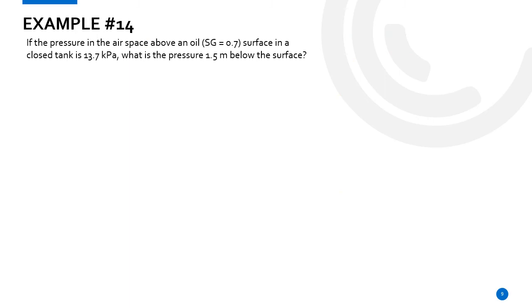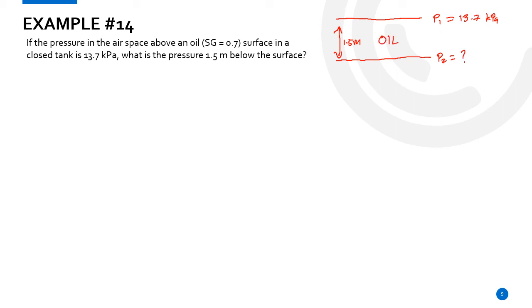Another example. If the pressure in the airspace above an oil, which has specific gravity equal to 0.7, surface in a closed tank is 13.7 kilopascal. What is the pressure 1.5 meters below the surface? So, i-drawing yapon na to, no? So, taas sa dira na P1 na to is equal to 13.7 kPa. Then 1.5 meters below. 1.5 meters na atay unsa man, wala tay pressure mo atong gipangita. Okay, so kani diri is oil.